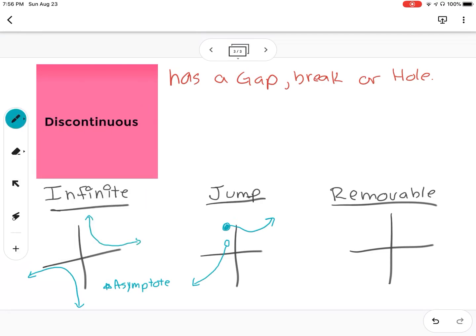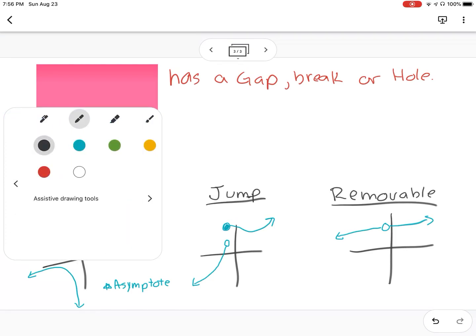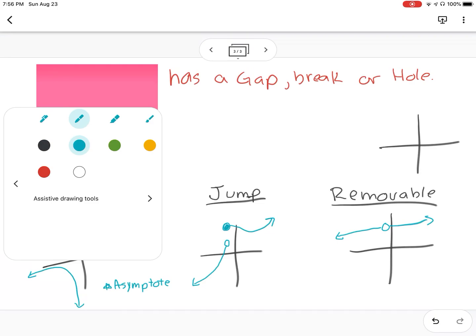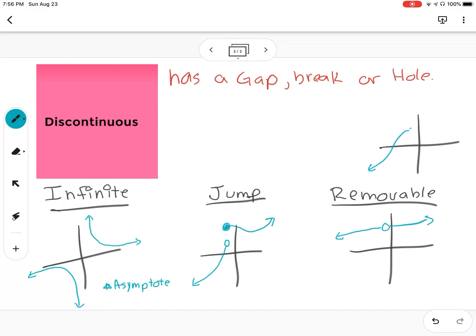The last one is a removable. This is where your graph has a hole in it. So there's a hole here, like that. It could also be one like, I'll draw you one more example of removable. Maybe it does this, and it has another dot somewhere here. So these are both removable graphs. So a hole is removable.